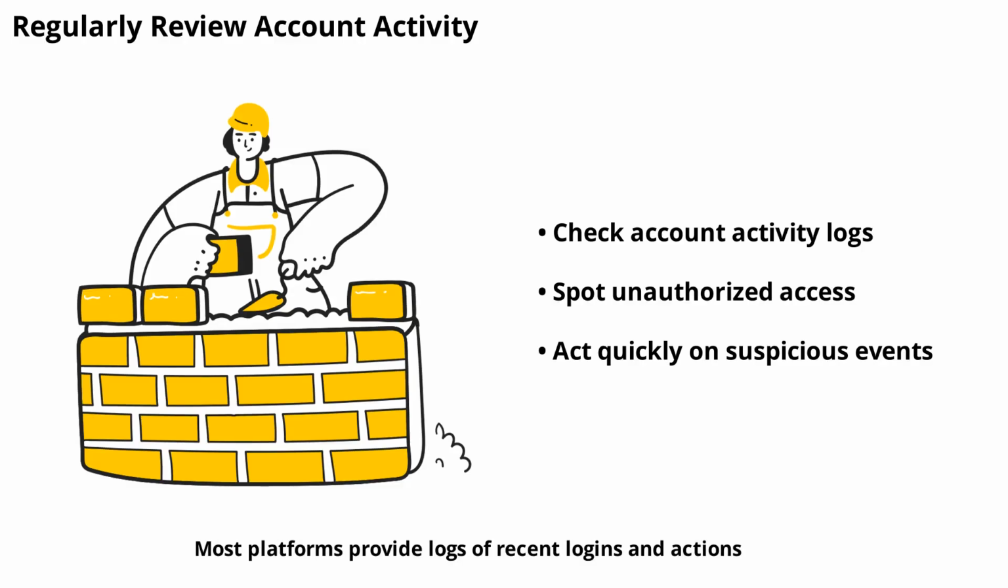Monitoring your account activity can help you spot unauthorized access early. Most platforms provide logs of recent logins and actions. If you notice anything unusual, take immediate action by changing your password and contacting support. Regular reviews help you maintain control over your data and prevent it from being misused for AI training.